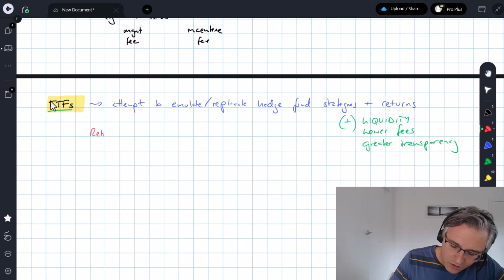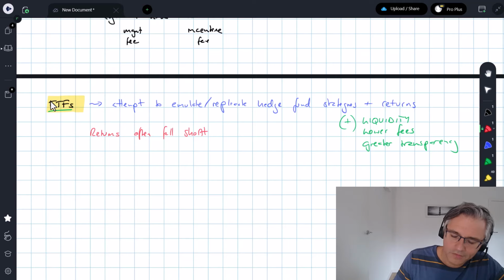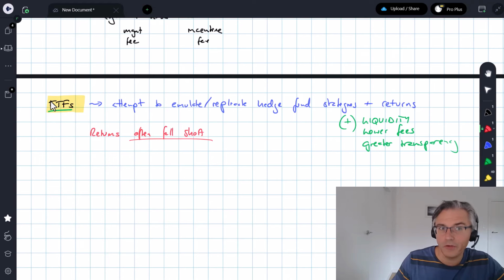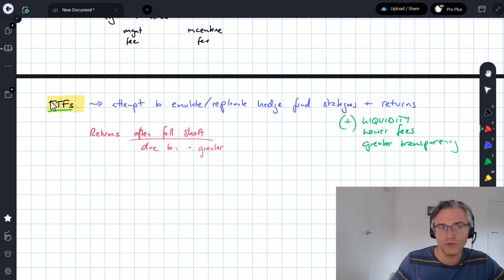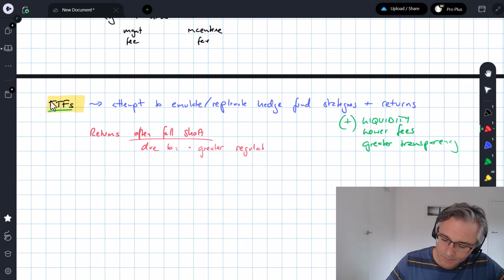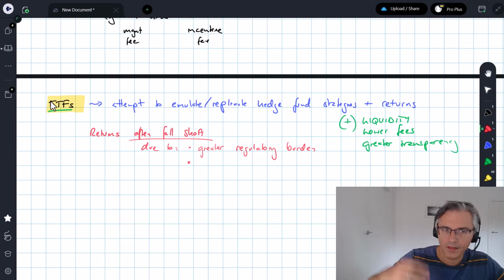So returns often fall short of what would be achieved by an actual hedge fund running the same strategy. And this is typically due to a couple of considerations. First of all, ETFs are subject to a lot more regulatory scrutiny, so a greater regulatory burden, which adds a layer of costs, for example.